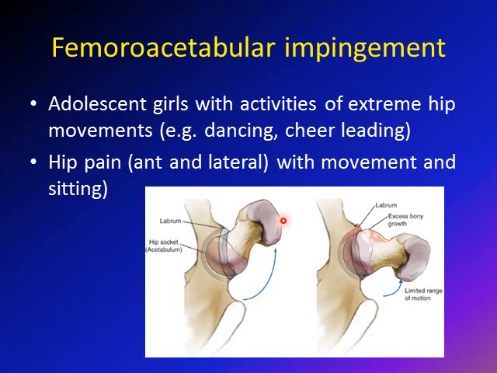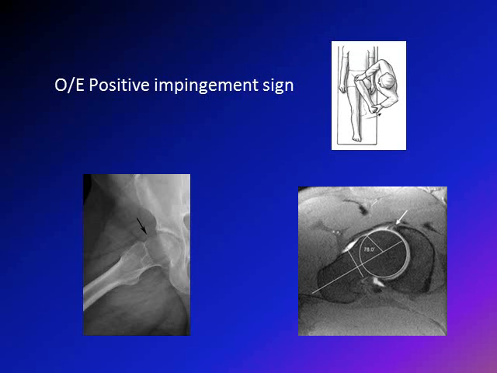So again, that shows you the pathology when the hip flexes and internally rotates. If the hip has a normal groove, that will not hit against the acetabulum. However, if there is a bump here, this bump will hit against the acetabulum and the labrum and will cause the pain. So how can you diagnose impingement sign?